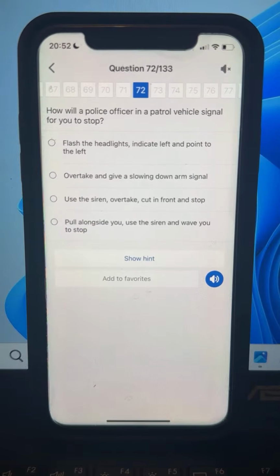How will a police officer in a patrol vehicle signal for you to stop? He will be flashing the headlights, indicating left and pointing to the left. Very easy. He is not going to pull alongside you and use the siren and wave to stop. He will flash the headlights, indicate left and point to the left. He wants you to pull up on the left, so you should pull up on the left in good time, at a safe place, and switch off your engine.